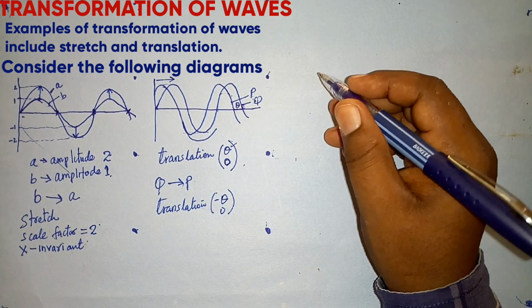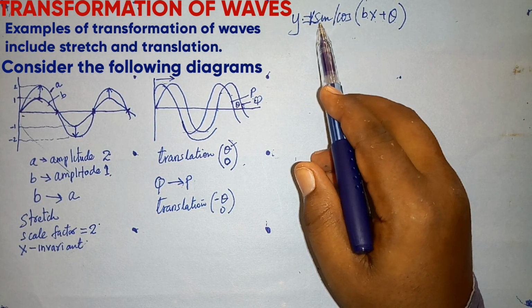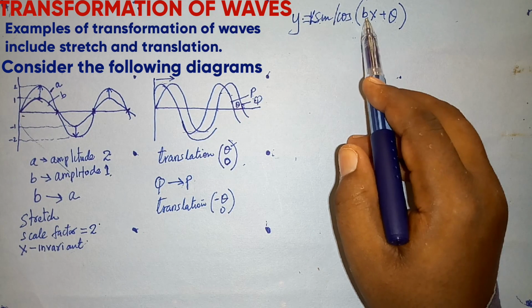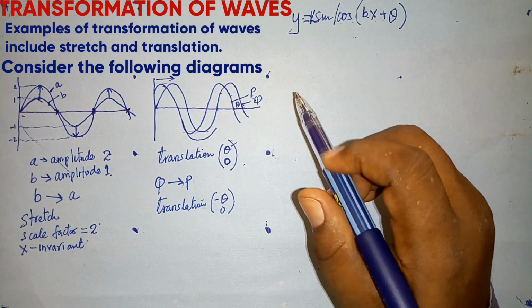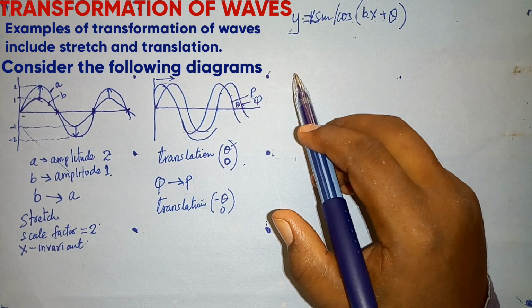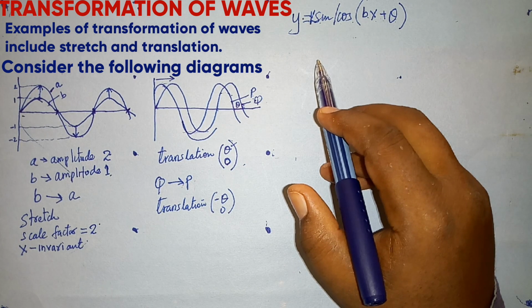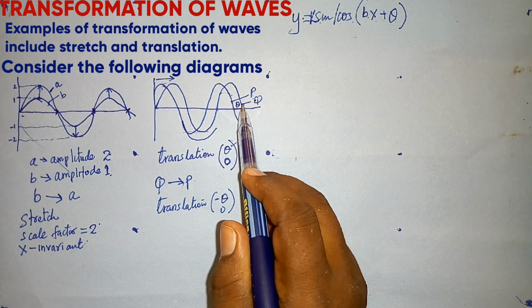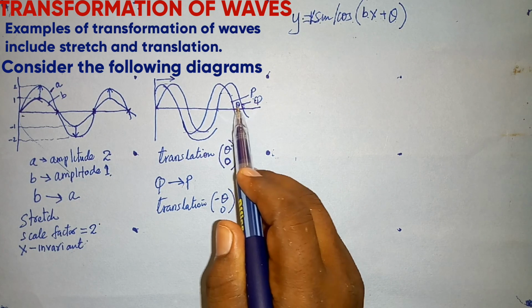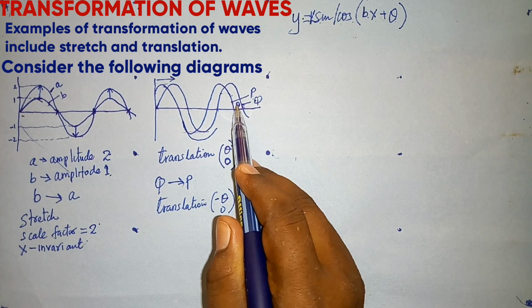So in general, if you have an equation of the form y = k sine or cos of (bx + theta), then from this equation we can find the amplitude, the period, and the angle difference. And what is the angle difference? As I have told you earlier, wave Q is ahead of P by an angle theta. So this angle theta is called the angle difference.